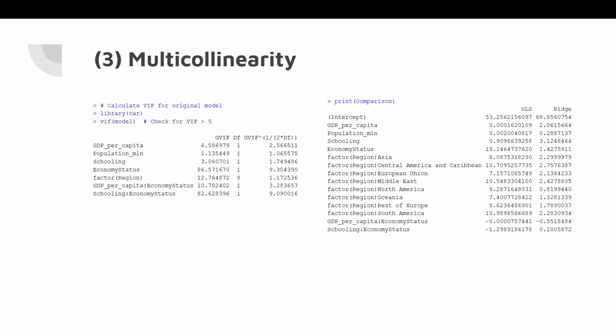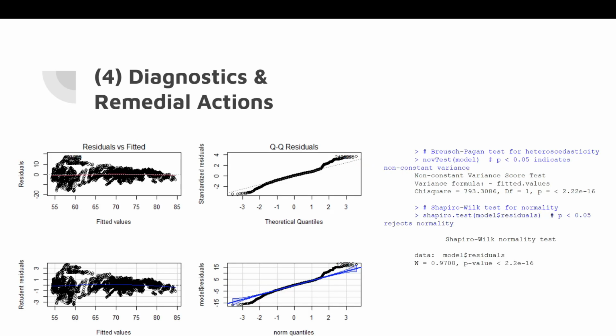I then compared the coefficients to my original model, and on the right, you can clearly see that the ridge regression successfully shrunk these values towards 0, thus solving the multicollinearity problem. Moving on to diagnostics, I'm checking for 3 main things here: linearity, normality, and homoscedasticity. To assess my model's validity, I generated 4 diagnostic plots.